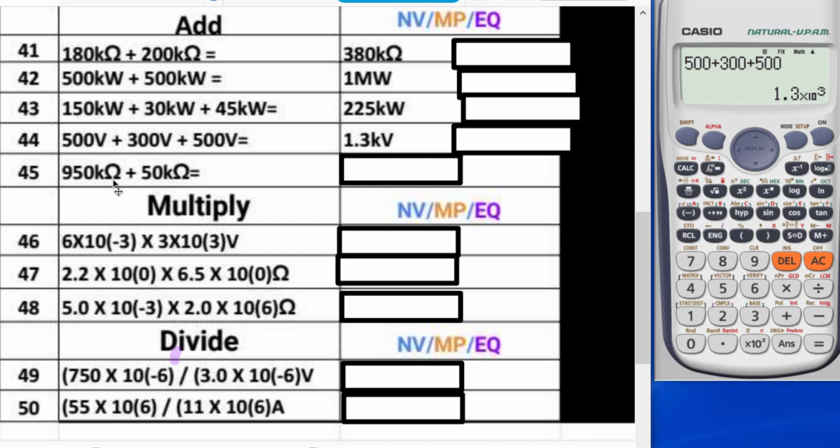Alright, my next one I have 950k ohms, so I'm going to do 950, middle button bottom row, times 10 to the third, plus I'm going to do 50 times 10 to the third, equals, hit engineering, and again this is going to be 1 mega ohm. It's not 1,000 kilo ohms, no, it's 1 mega ohm.